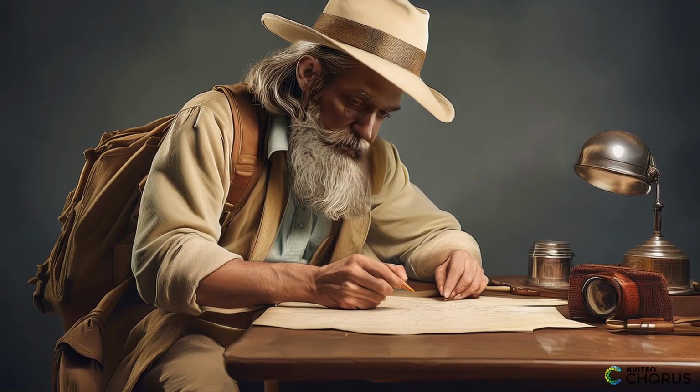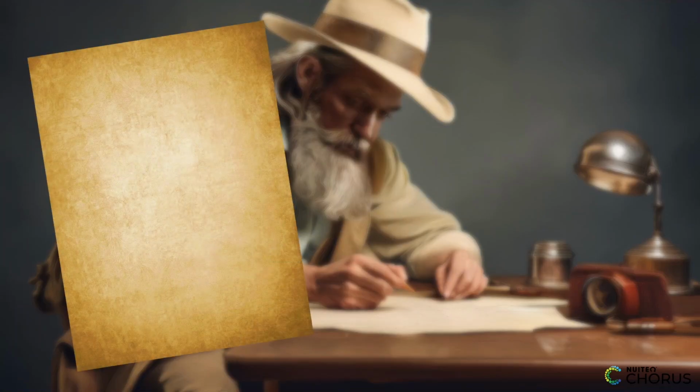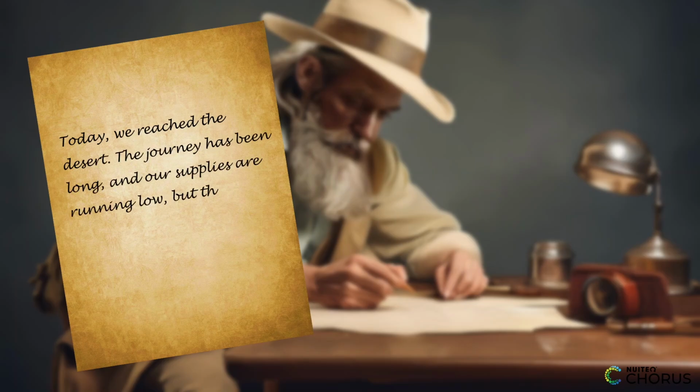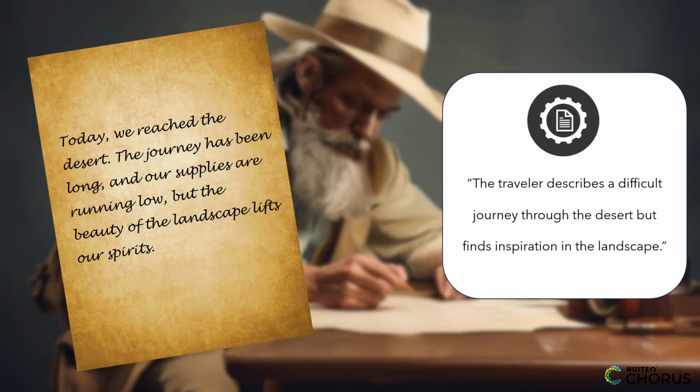Let's start with an easy example. Here's an excerpt from a letter written by a traveler in the early 1800s. "Today, we reached the desert. The journey has been long, and our supplies are running low, but the beauty of the landscape lifts our spirits." The central idea here is that, although the traveler faces challenges, the beauty of the desert keeps them motivated. A good summary might be: the traveler describes a difficult journey through the desert, but finds inspiration in the landscape. This summary sticks closely to the text without adding personal opinions.